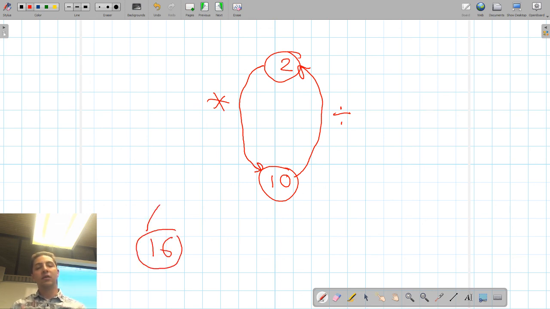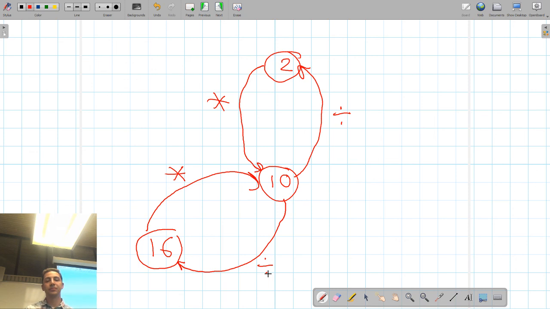Base 16, when we go to base 10, we're going to be using some form of multiplication. And when we go from base 10 to base 16, we're going to use division. I'm leaving a space over here, by the way, just for base 8. It'll come back to it.